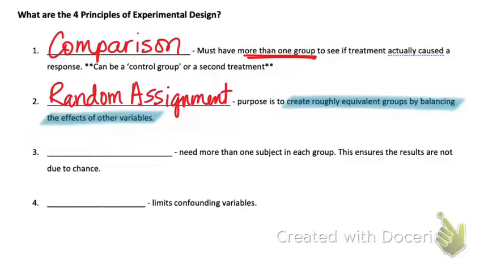I could just randomly pick one kid and give that one kid the candy. Would that be a good idea? No. Why not? That is called replication. In science, replication means to do the experiment more than one time. In statistics, replication means to make sure you have more than one subject in each of the groups, okay?